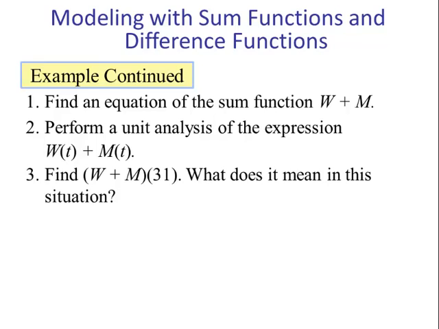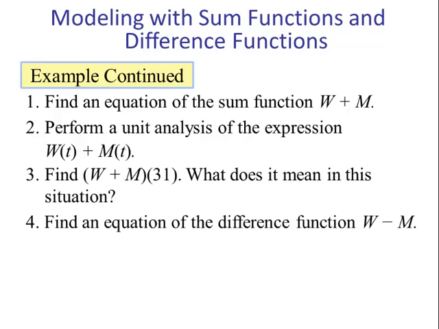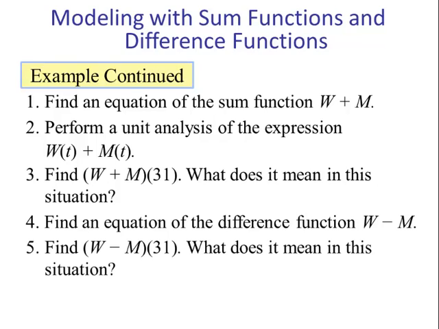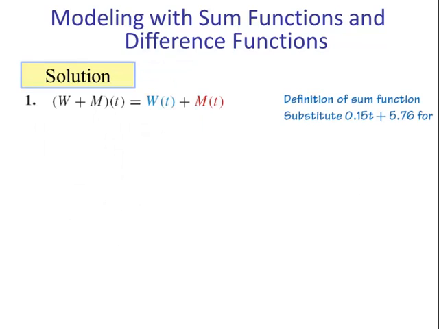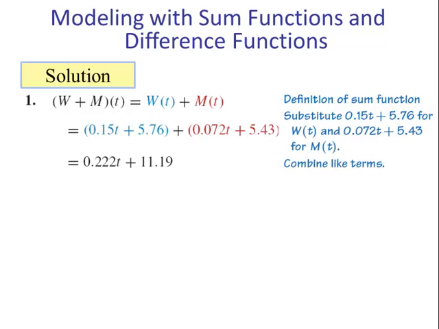Number 3, find W plus M of 31. What does it mean in this situation? Number 4, find the equation of the difference function W minus M. And number 5, find W minus M of 31. What does it mean in this situation? Solution? We'll begin with the sum function. So we're going to take W of t plus M of t, combining like terms, and we see the function is 0.222t plus 11.19.